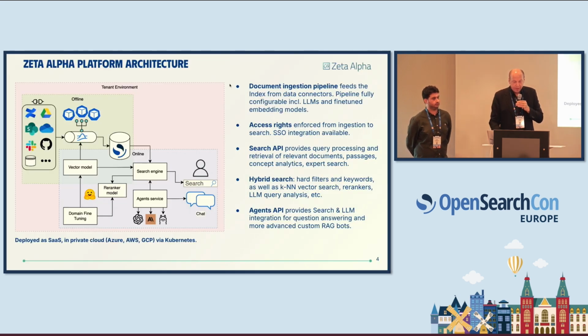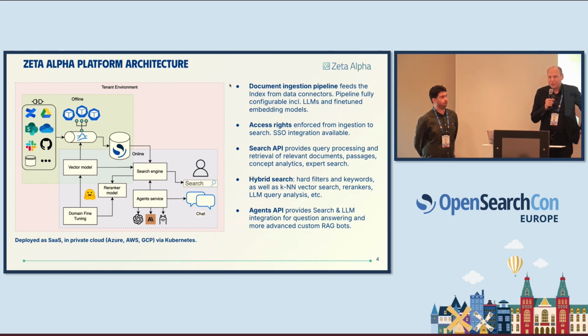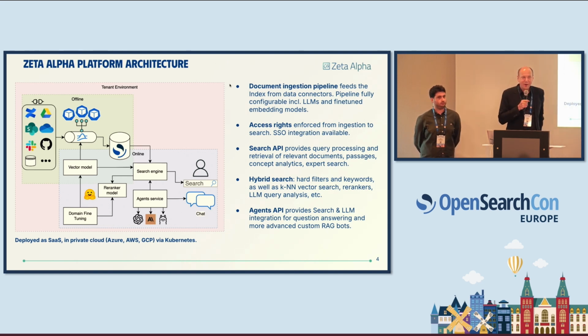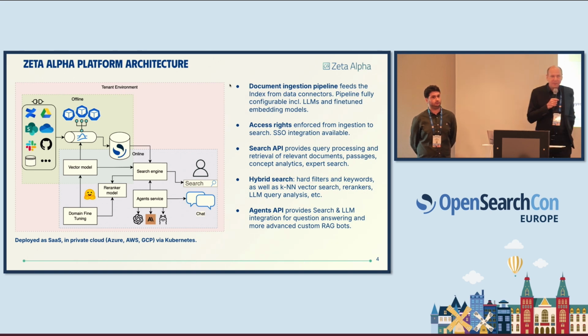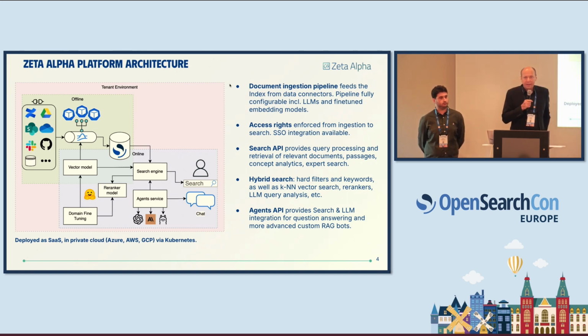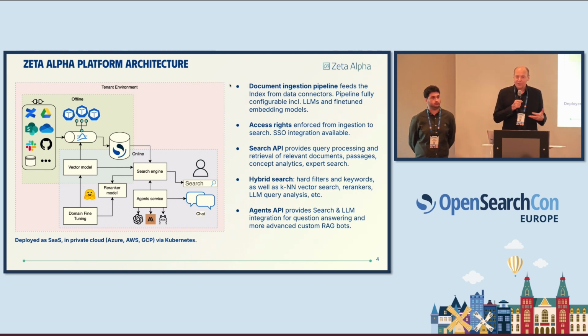We are very OpenSearch centric. We embraced OpenSearch almost 5 years ago, because at that time it was the best implementation of vector search, which also combined vector search with more classical search engine features that are necessary to build for the enterprise.